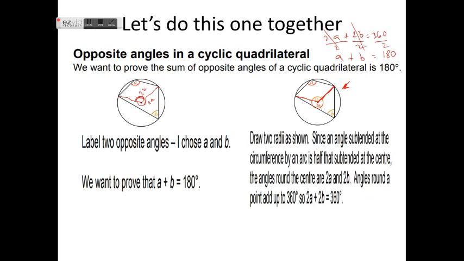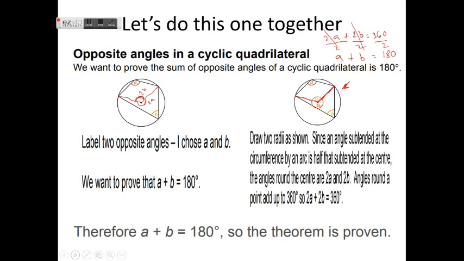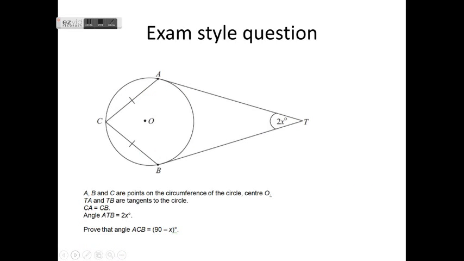Okay, so this describes what we did. We drew the radii, we labeled our angles 2A and 2B, and we used the fact that angles at a point add up to 360. We know that 2A plus 2B is 360 because they're angles at a point. And there you go, A plus B equals 180, so we proved the theorem.